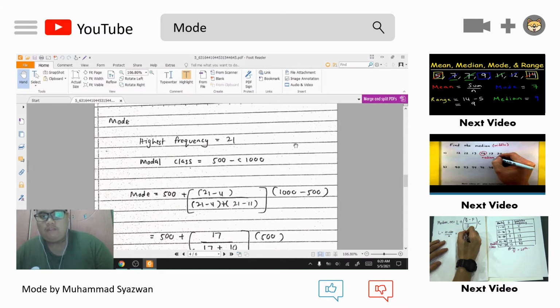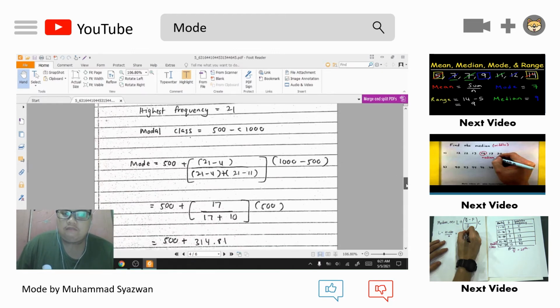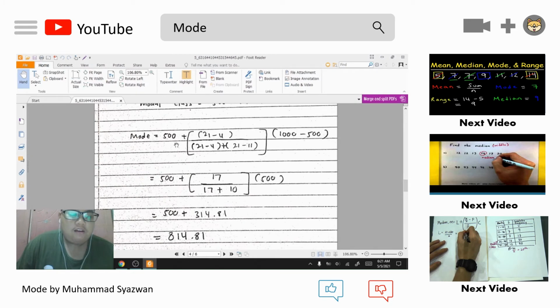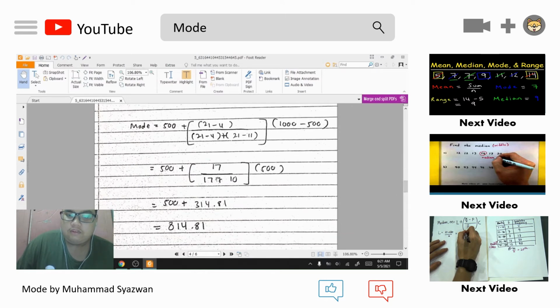I will explain about mode. The highest frequency is 21. The modal class is 500 until 1000. We know it's grouped data, so 500 is the lower bound of the modal class. 21 minus 4 is the difference between the modal class frequency and the previous, and 21 minus 11 is the difference between the modal class frequency and the next class. 1000 minus 500 is the size of the class. So if we calculate, we will get 814.81.